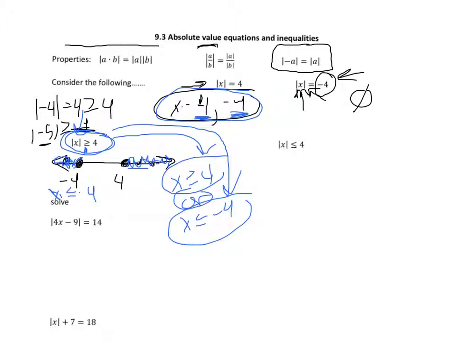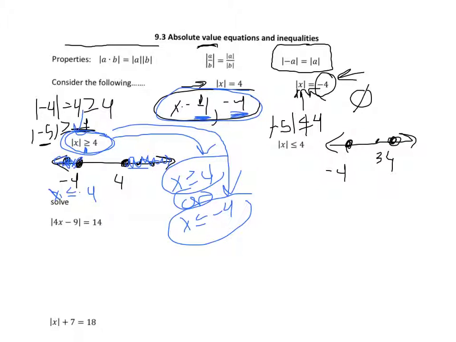Now if we consider this inequality over here, the absolute value of x is less than or equal to 4. If we think about some numbers we can put in here, we could put 4 in, once again. We could put 3 in, 3, 2, 1, 0. But we can also put negative 2 in, negative 3, negative 4. We can go all the way to negative 4, but once we have negative 5, the absolute value of negative 5 is not less than 4, because that would be 5 is less than 4.